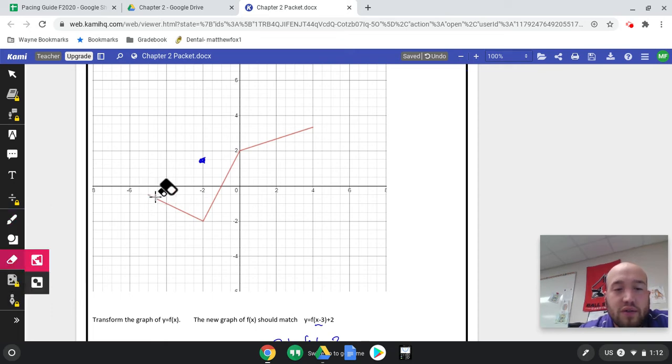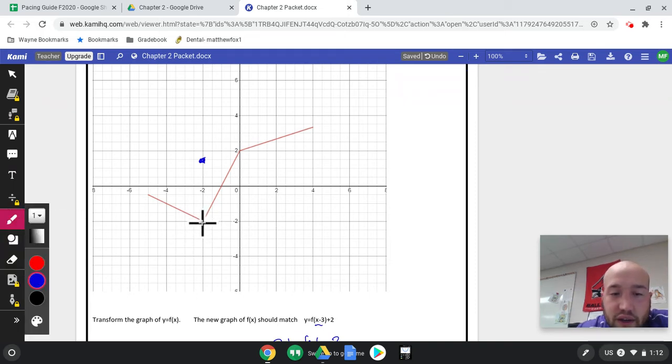Now for the second point, it started here, and I want it to move right 3 again and up 2. So 1, 2, 3. This one's pretty easy. It was at -2, so if we move it up to 0, right here is where it will go. The same way, this point is at 2, so right 3, 1, 2, 3, and then up 2, it will end up right about here.